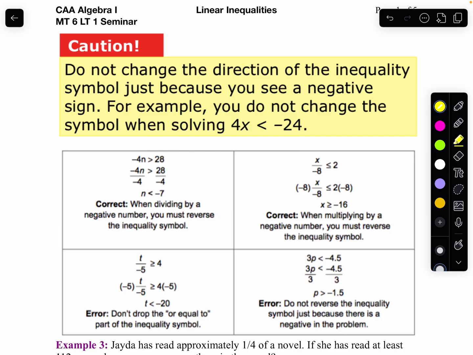So I've got some examples here. Notice I'm dividing both sides by -4, I flip it. I'm multiplying both sides by -8, I flip it. I'm multiplying both sides by -5, I flip it. But notice on this one, we are dividing by a positive. If you divide by a positive, don't flip it. So this one would be incorrect. If you divide by a positive, we keep it the same.